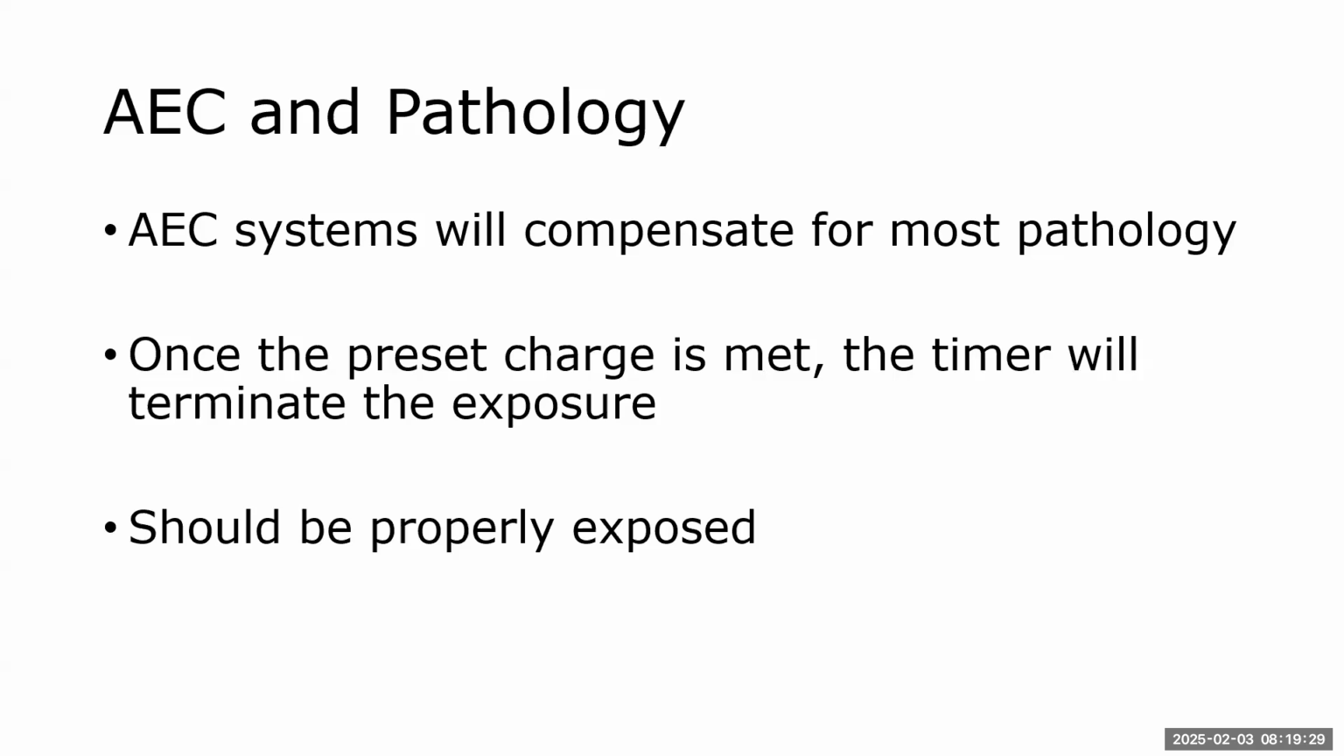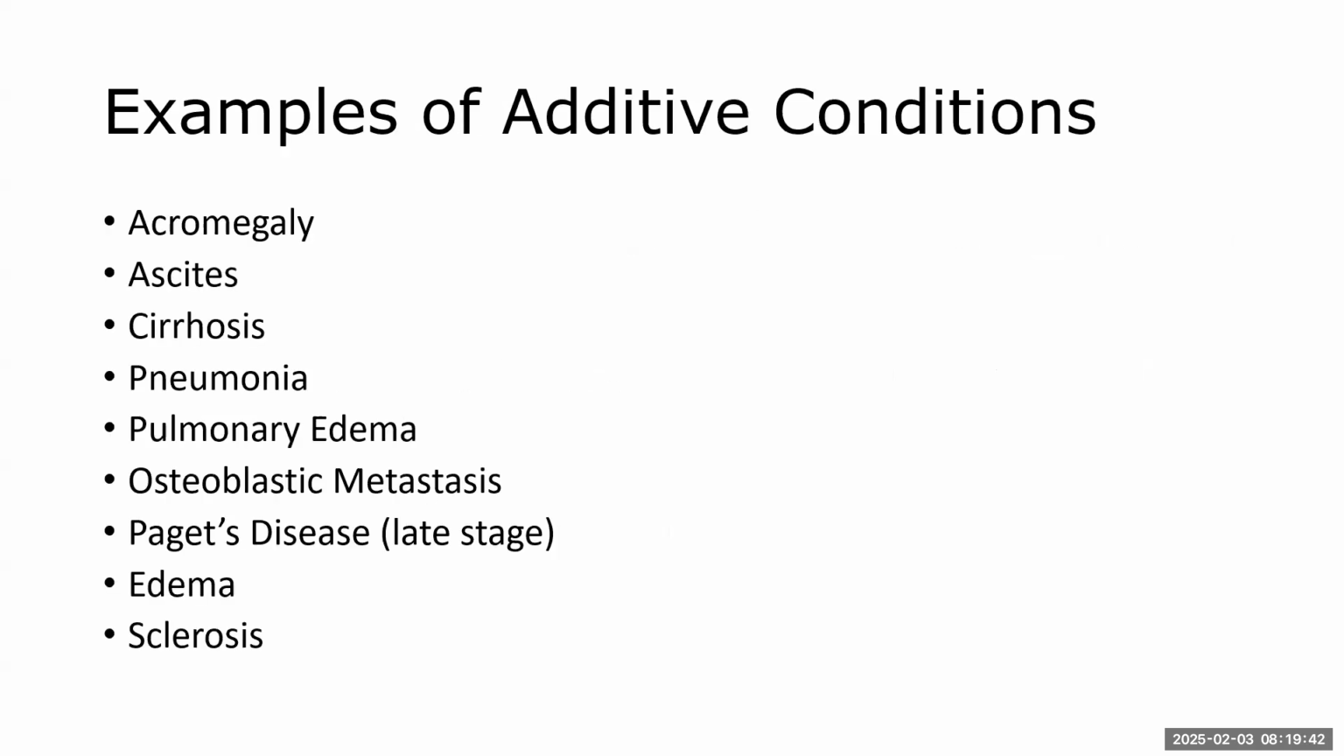Once that preset charge is met, the timer is just going to terminate the exposure, and it should be properly exposed. So where it becomes an issue is if you are manually setting your mass values like we do in lab, because we don't use the AEC. So we're going to look at some conditions. These are just a few that I find interesting.